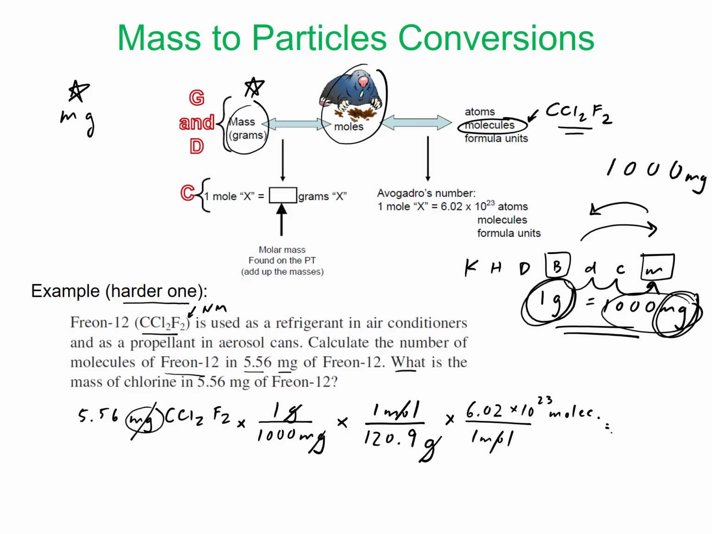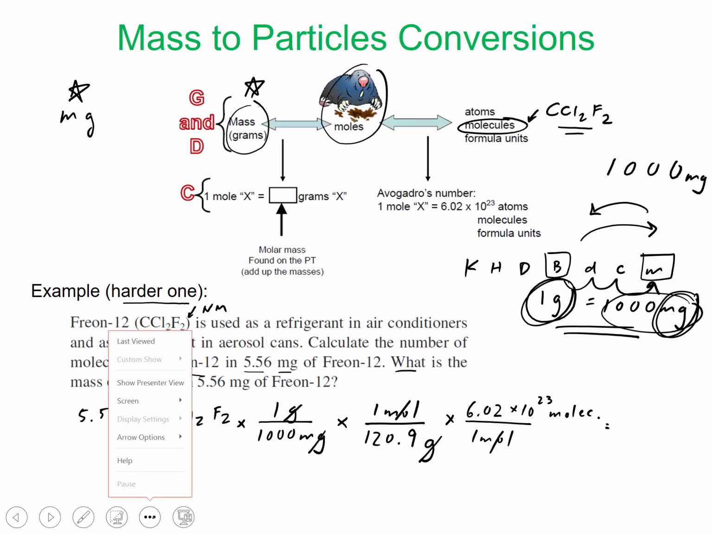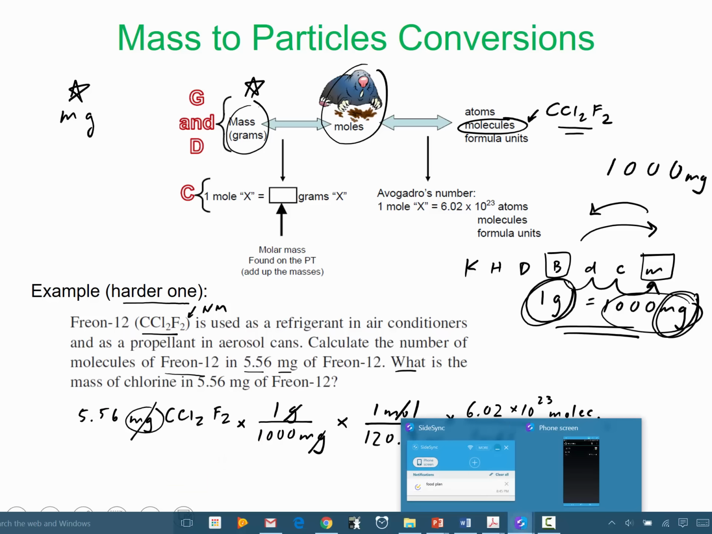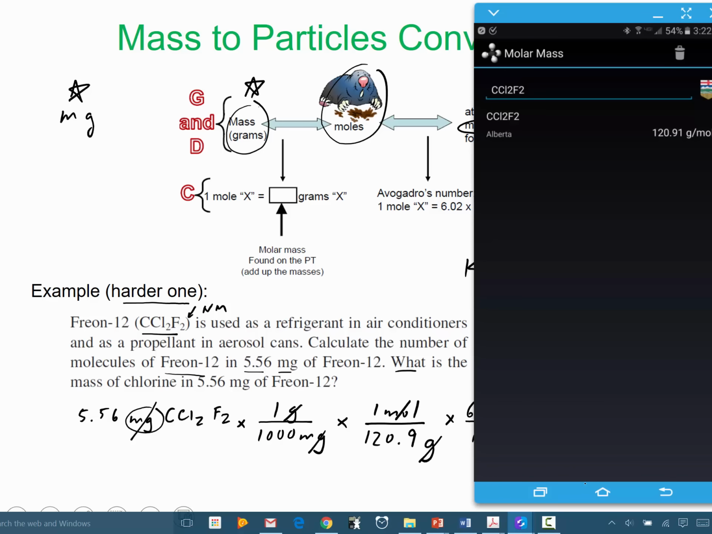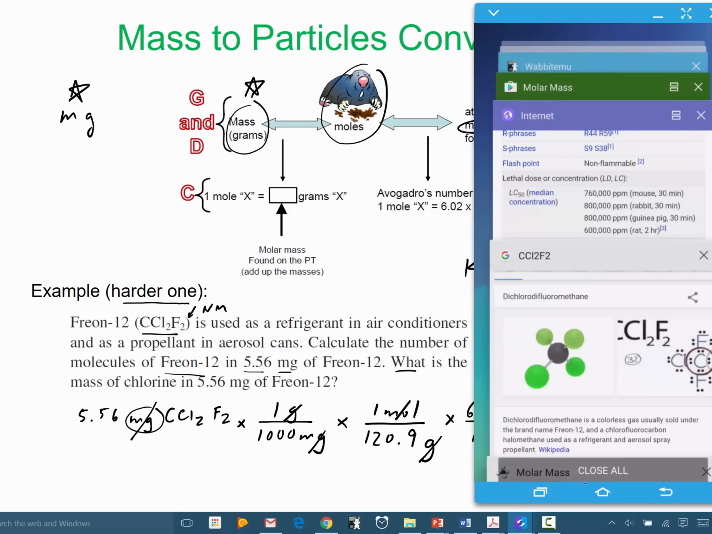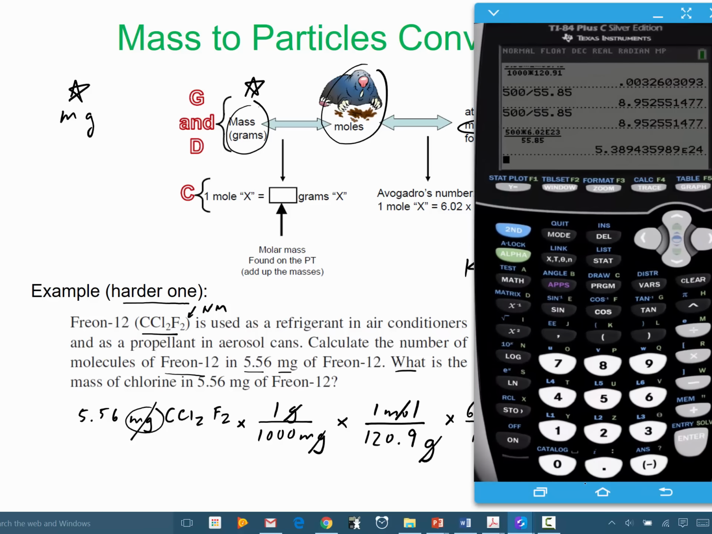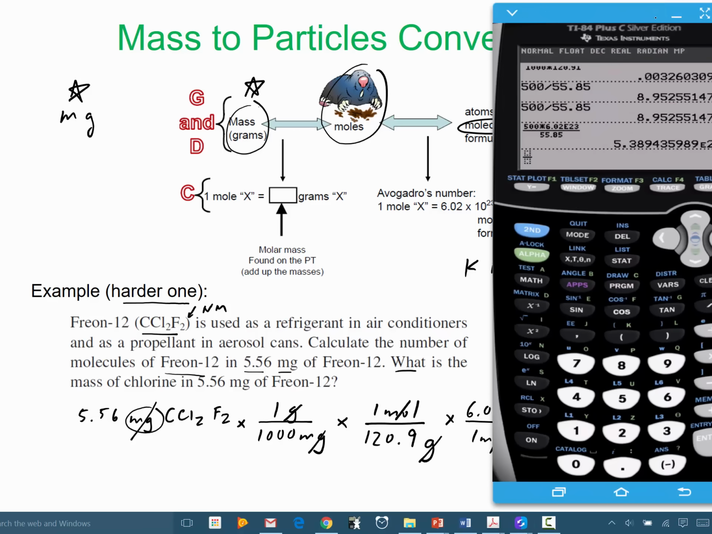Okay. And now we go to our calculator. And I really like this fraction form. You enter it all in one shot, 5.56, and you don't need parentheses. So 6.02 times 10 to the 23rd. And then use that arrow key, you get down to the bottom half, 1,000 times 120.9. Oop.